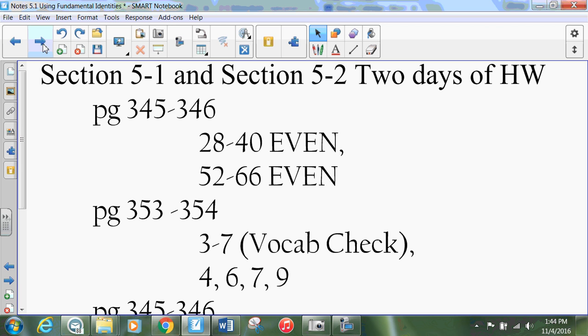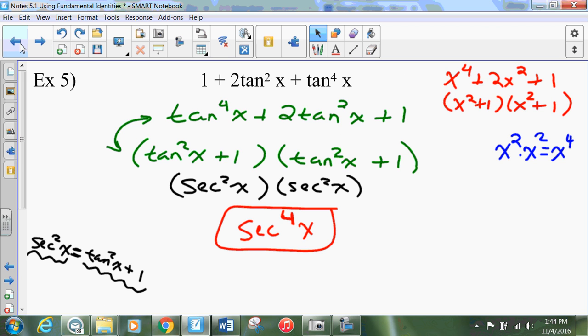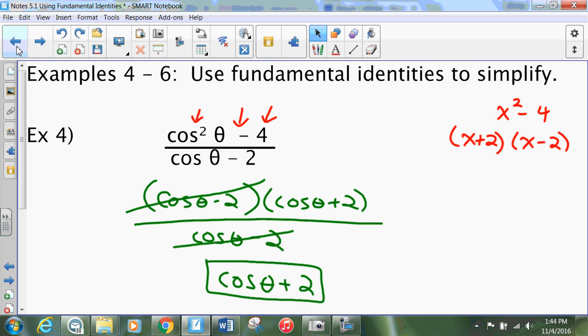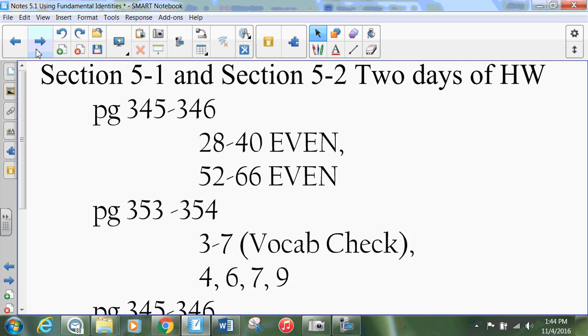And our last, oh, is that it? I only have 2, right, it says 4 through 6. Let's see. All right, we're done.